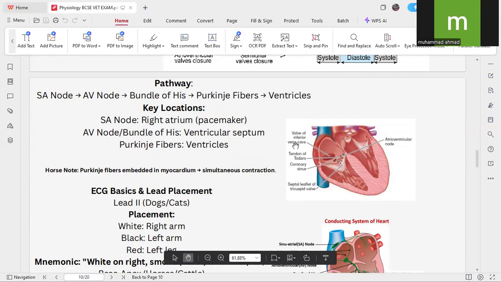This is the heart valve area: the inferior vena cava, tendon of Todaro, coronary sinus, septal leaflet of the tricuspid valve, and the atrioventricular node.